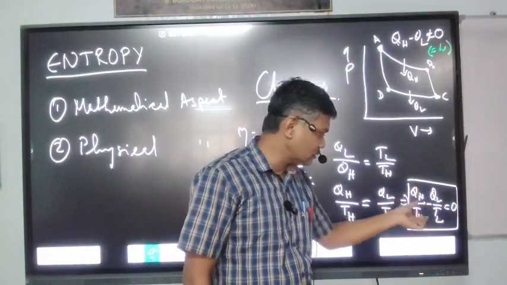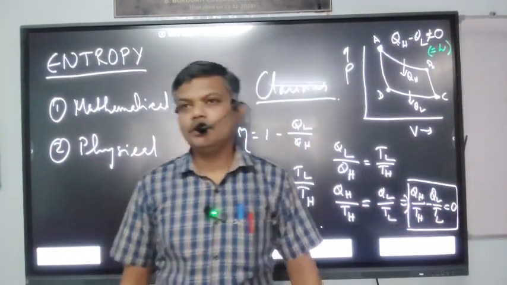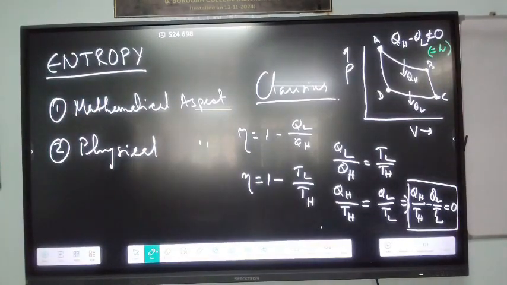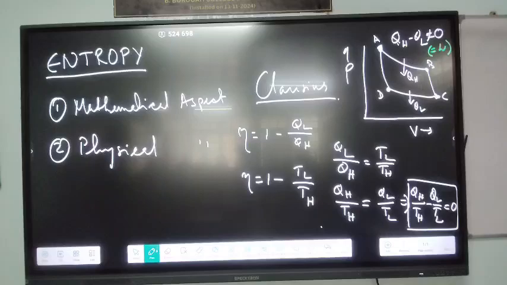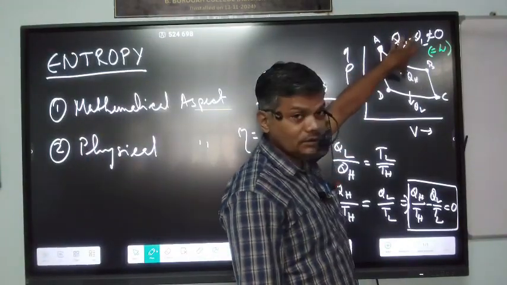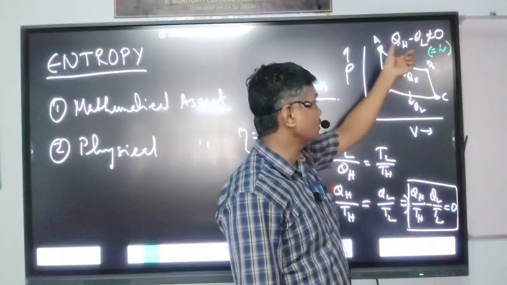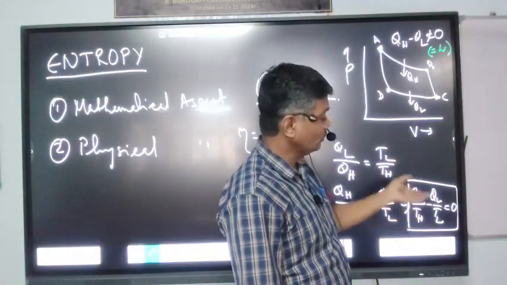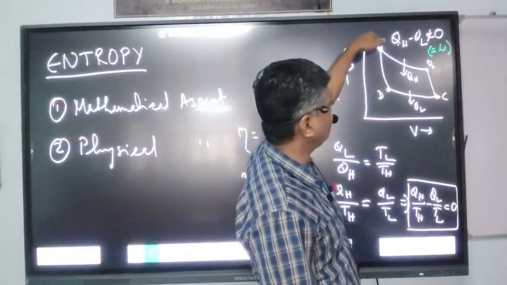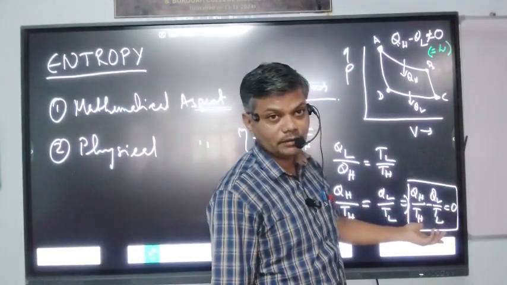That means this term QH by TH or QL by TL is a new parameter, and it is a state function. Why is it a state function? Because starting of the cycle, whatever ratio I am getting, QH by TH, this is equal to QL by TL.